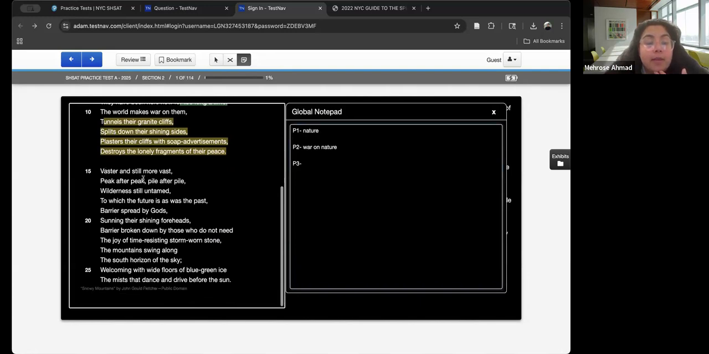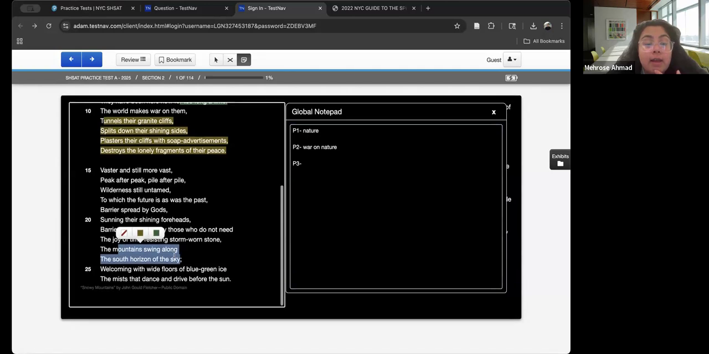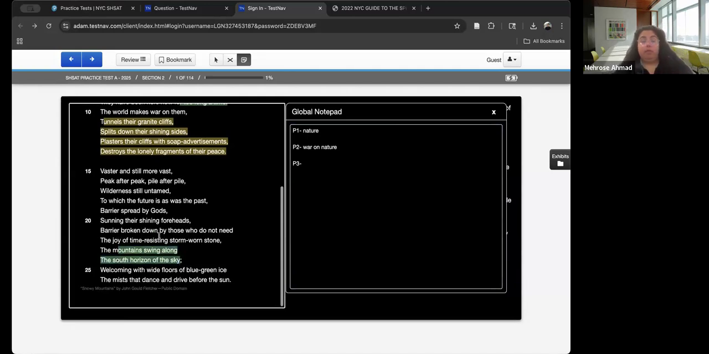Vaster and still more vast, peak after peak, pile after pile, wilderness still untamed, to which the future is as was the past. Barrier spread by God, sunning their shining foreheads, barrier broken down by those who not need the joy of time resisting stone born stone. The mountains swing along the south horizon of the sky, welcoming with wide floors of blue green ice, the mist that dance and dry before the sun.